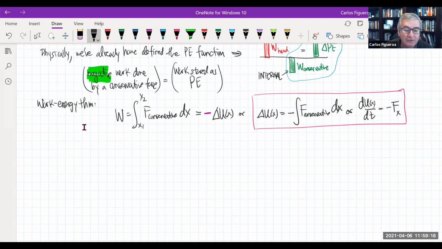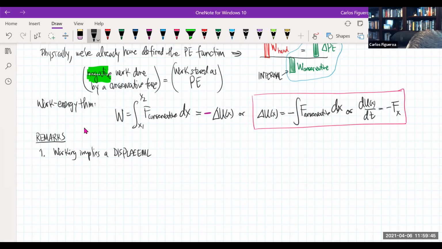So I need to make some remarks, and then we want to start looking at things. So here we go. I'm going to start off by making a series of remarks. So the first thing that we say, work implies a displacement change. So anytime we start talking about work, it implies a displacement change. We've already had this discussion before, but it's got to be done.